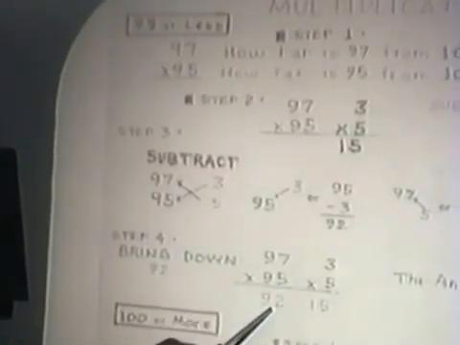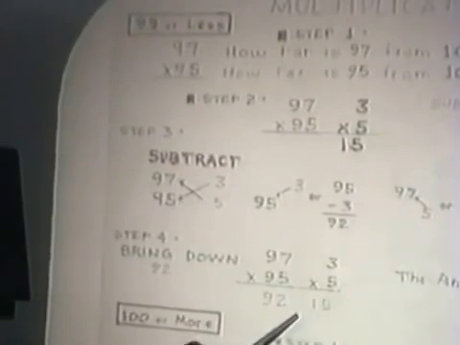See? We have 92 and 92, so that gives us the 92. Step 4. Bring down the 92. We have 92 and 15. The answer is 9,215. Let's go over it again.